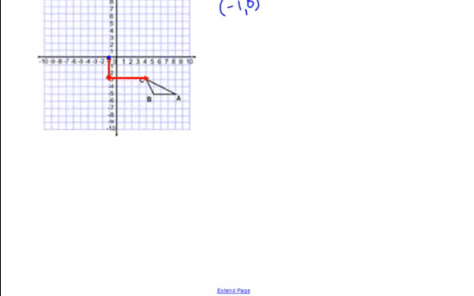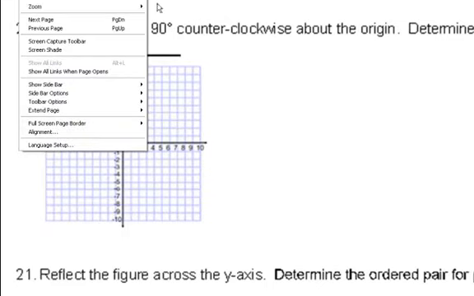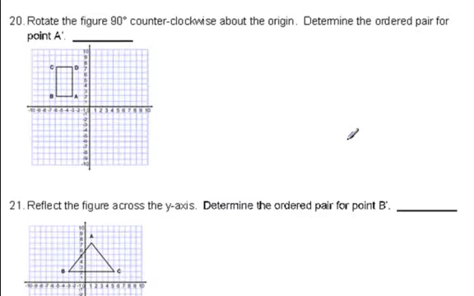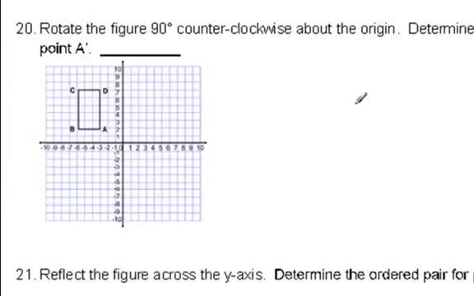Number 20. Okay, it says, let me go back here. Rotate the figure 90 degrees counterclockwise about the origin and determine the ordered pair for point A. All right, so 90 degrees counterclockwise. So here's point A. It's over negative 3 and up 2. So we're going counterclockwise. That means they're going this direction. I wonder how many kids went the other direction.